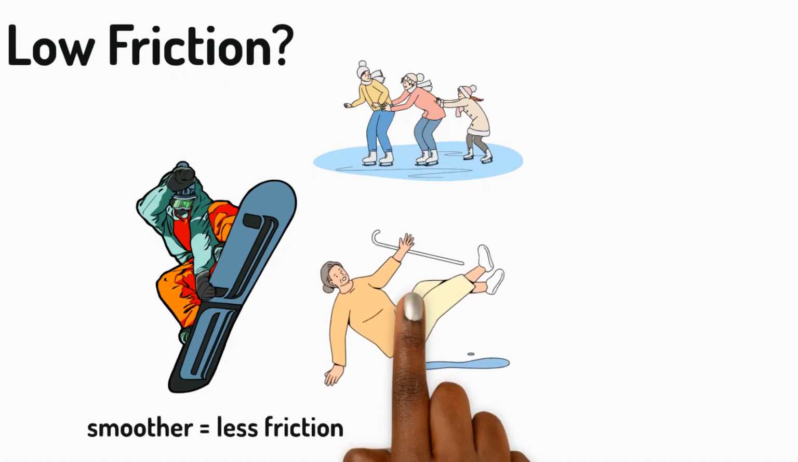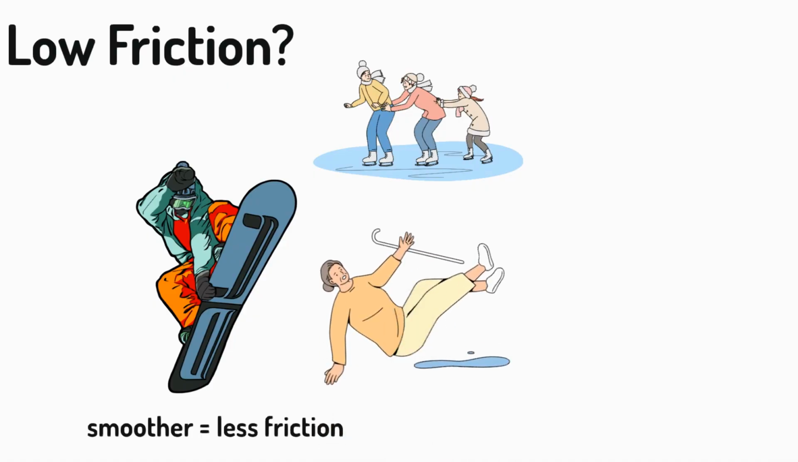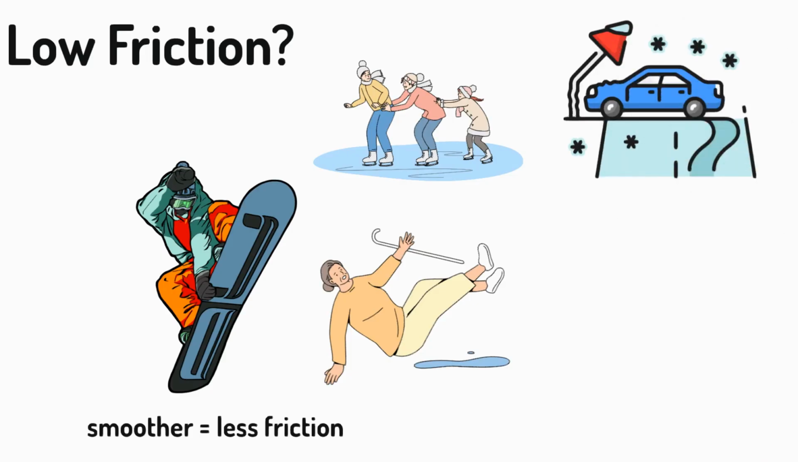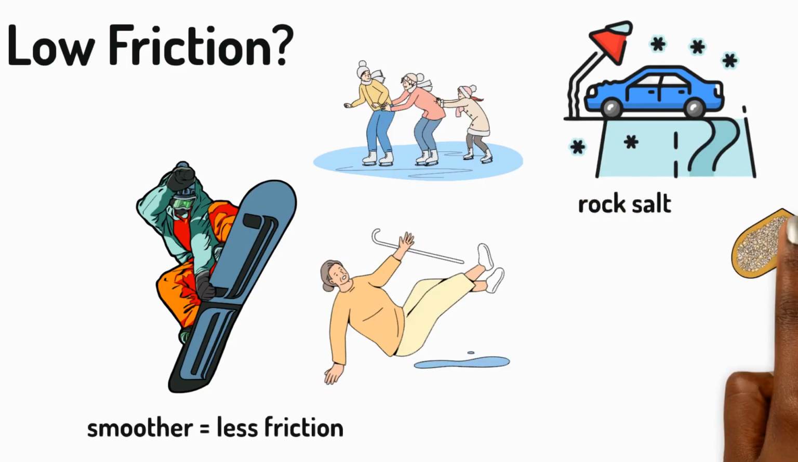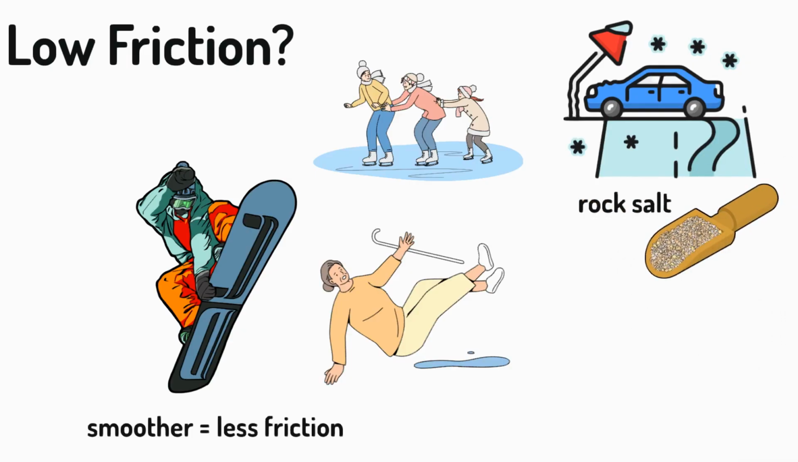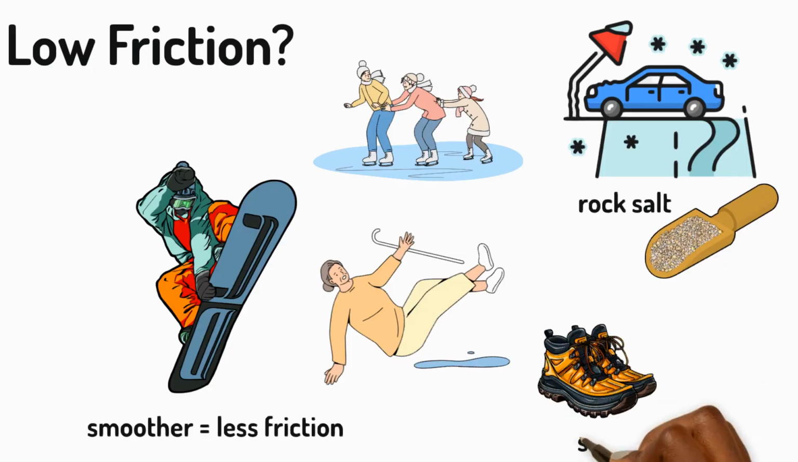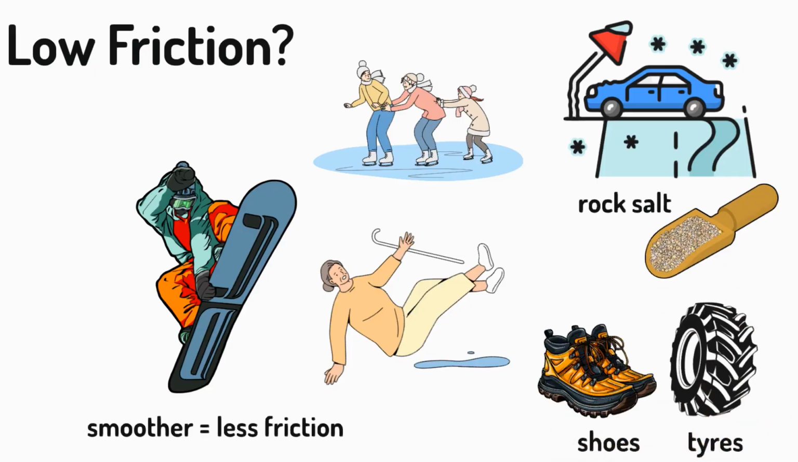For example, it can lead to slipping on icy pavements or cars losing their grip on wet roads, which can be very dangerous. We can increase friction for safety. One way is by spreading rock salt on icy surfaces. Also, designing shoes and car tires for better grip helps to increase the amount of friction.